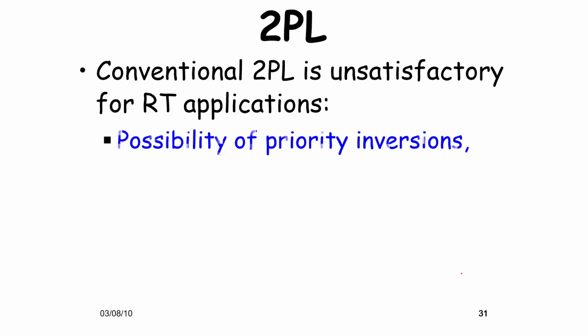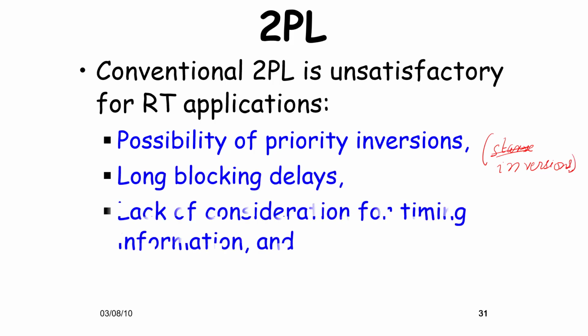So conventional 2PL is unsatisfactory. Well, the reason is that you can have priority inversions, in the sense that a low priority task could hold on to a lock for a very long time, which means a high priority task could just wait there. I wouldn't say starve, but it's basically undergoing inversions. There'll be long blocking delays. Then, you are not considering priorities and so on.